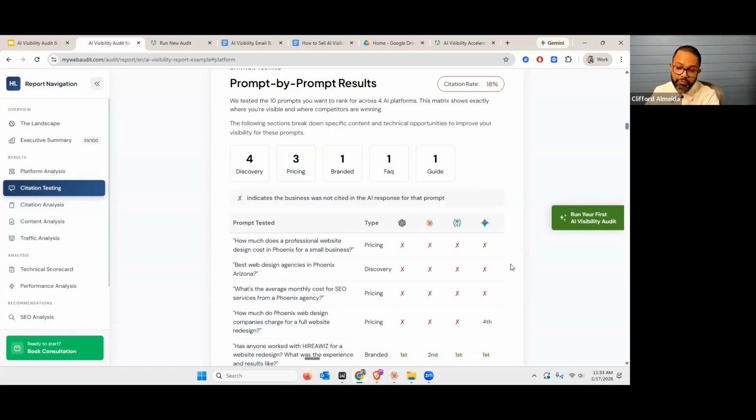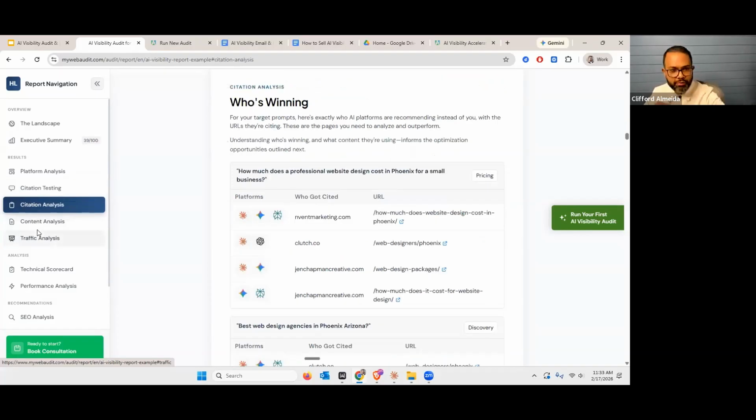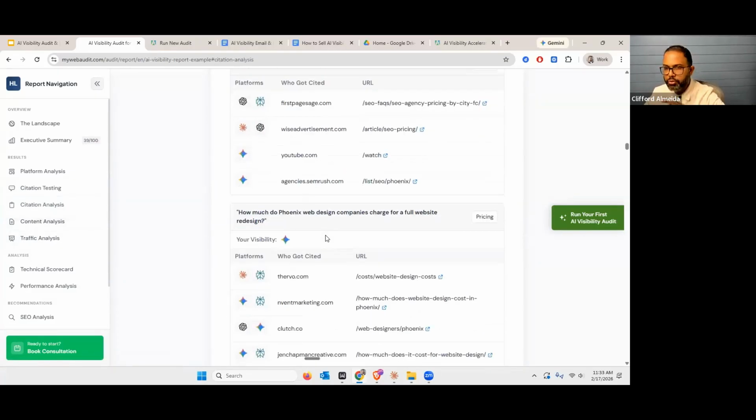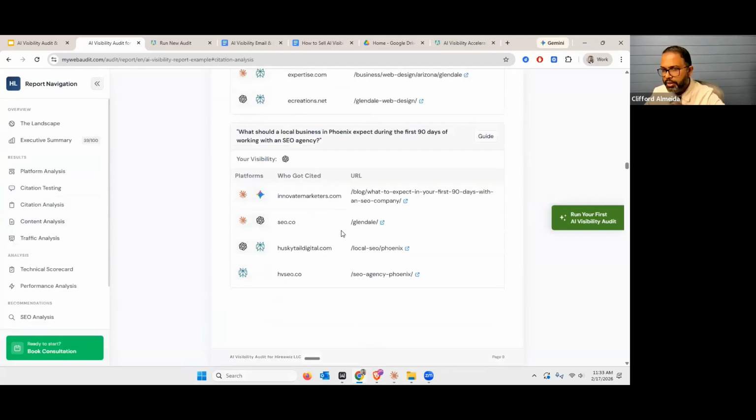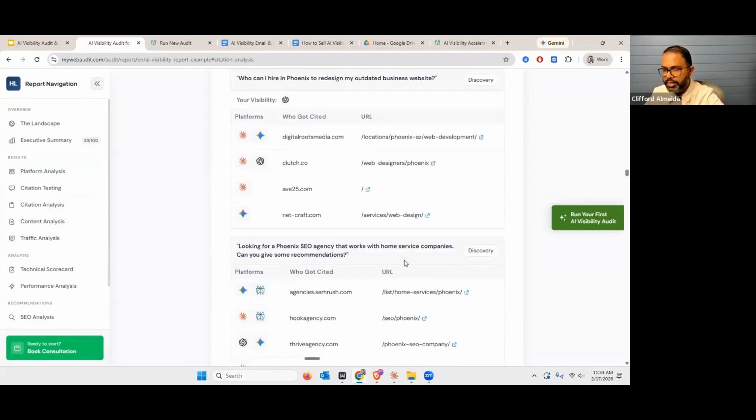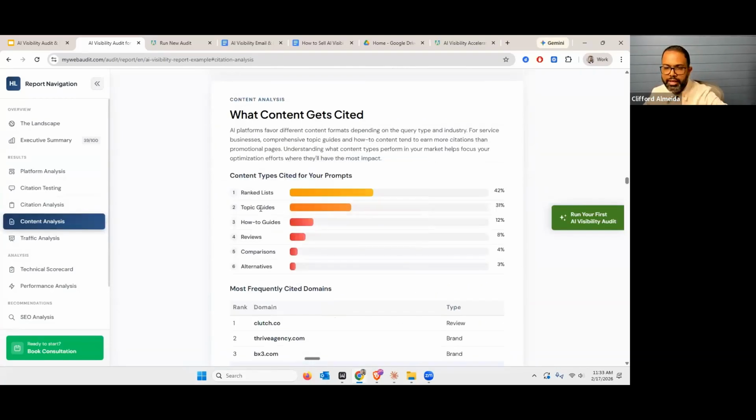What type of content is being cited? How do you inform a better content strategy by seeing what type of content is being cited? So you have this who's winning across the board, across different prompts. You can see what content and who the site is. Then we actually condense all the citations to figure out what type of content is being cited so that you can figure out, hey, how do I get listed there?